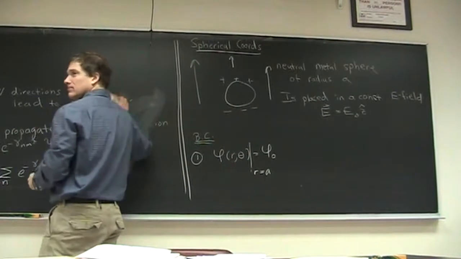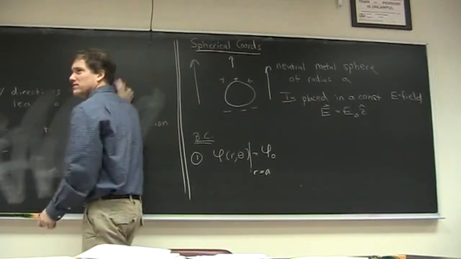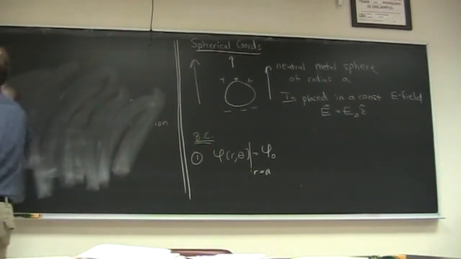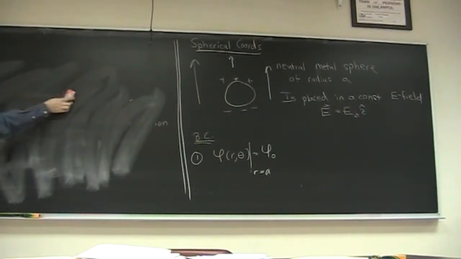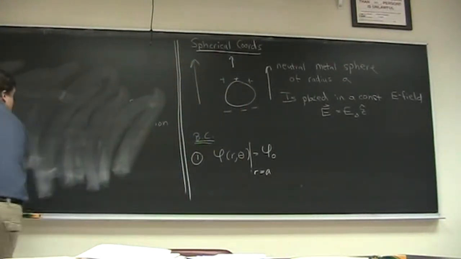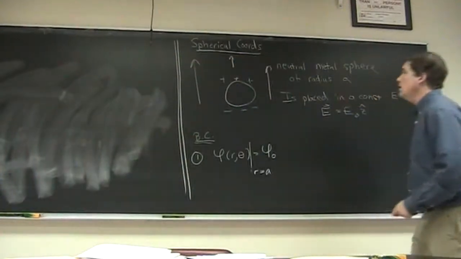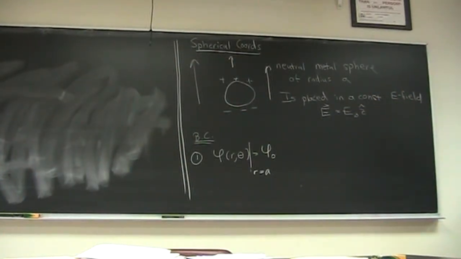Are we doing this in 2 dimensions? In 3 dimensions, but there's no azimuthal dependence. Oh, I see. Right, so that simplifies the problem a little bit. No azimuthal dependence. Okay, so that's the first boundary condition.